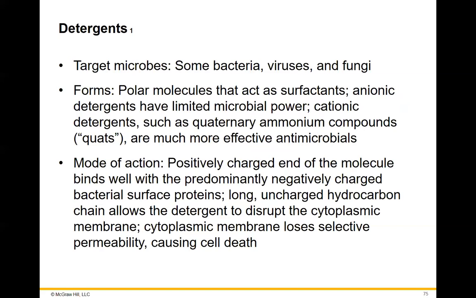All right, detergents. Not sterilizing. So these are our polar molecules that act as surfactants. We already talked about this. Detergents are surfactants. We already know we're going to have hydrophobic and hydrophilic parts to it, right? We don't even need to ask any questions about it because we already talked about it.